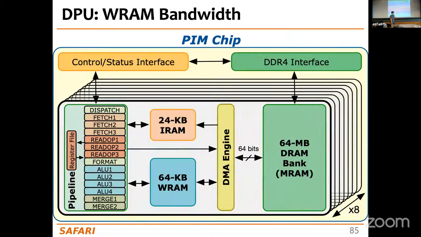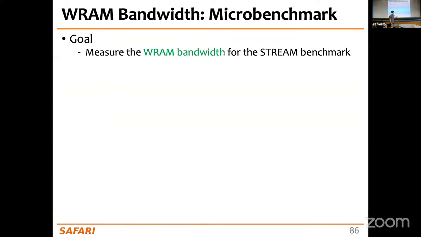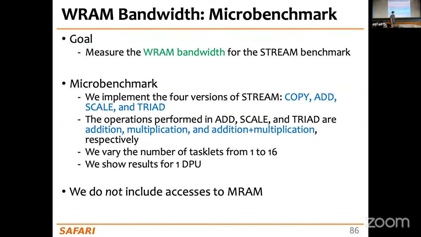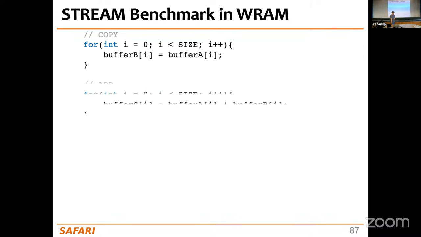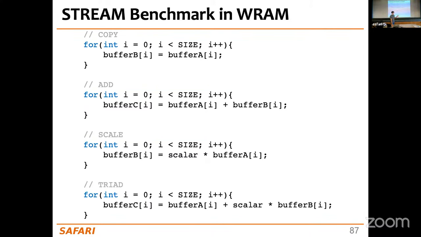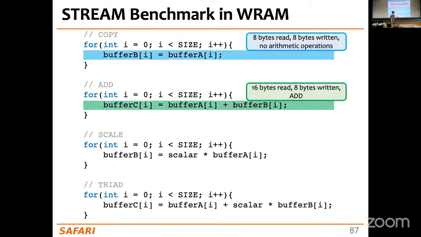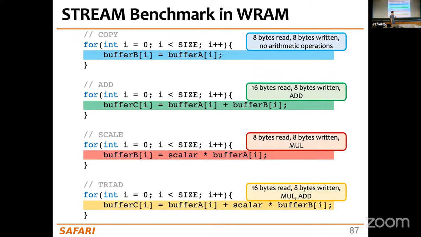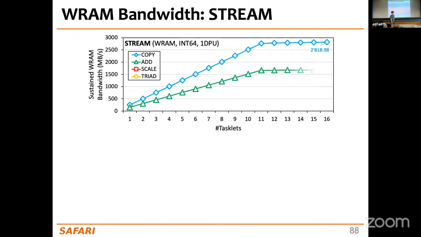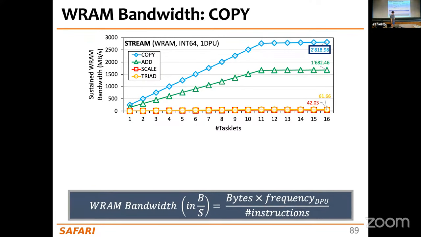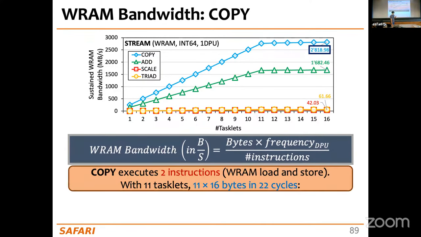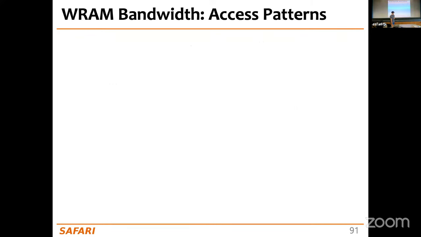Okay, this is, I guess, most of what I wanted to show you. The rest of the slides are a very comprehensive trip over all the analysis we did of this PIM architecture. We evaluated, for example, the bandwidth of the WRAM using the STREAM benchmark, also the MRAM using the STREAM benchmark, and also using strided benchmarks and random access patterns, and computed the sustained bandwidth for all the different memory spaces.